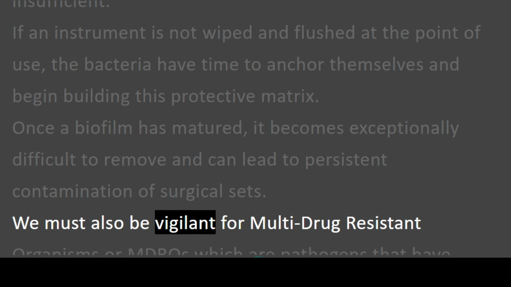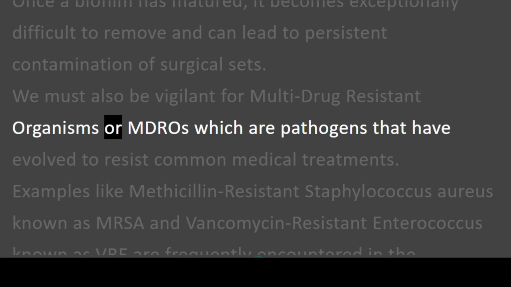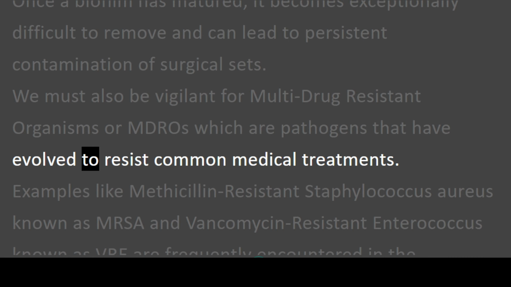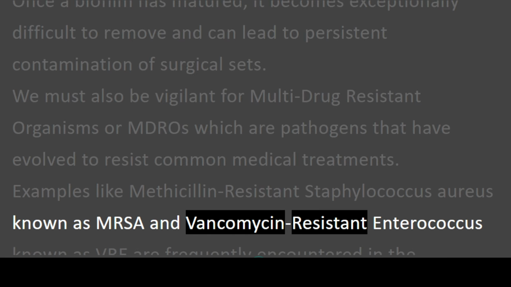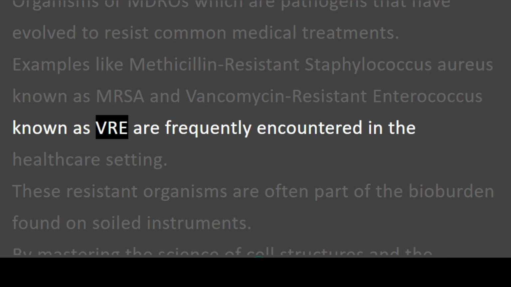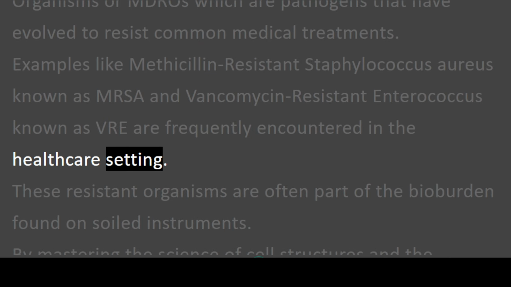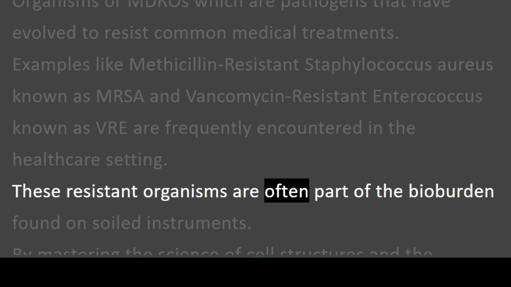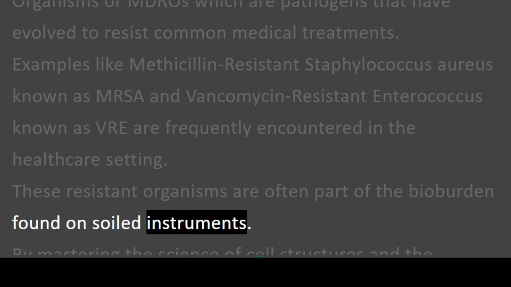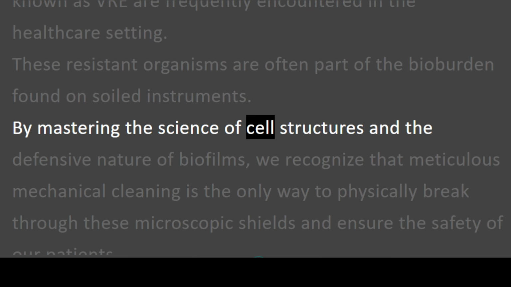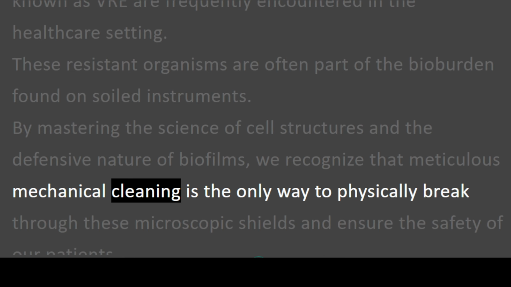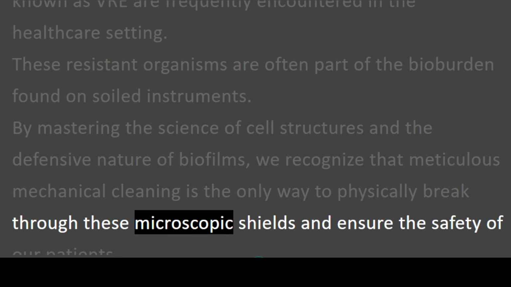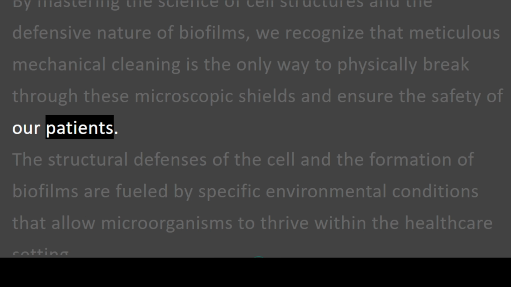We must also be vigilant for multidrug-resistant organisms, or MDROs, which are pathogens that have evolved to resist common medical treatments. Examples like methicillin-resistant Staphylococcus aureus, known as MRSA, and vancomycin-resistant Enterococcus, known as VRE, are frequently encountered in the healthcare setting. These resistant organisms are often part of the bioburden found on soiled instruments. By mastering the science of cell structures and the defensive nature of biofilms, we recognize that meticulous mechanical cleaning is the only way to physically break through these microscopic shields and ensure the safety of our patients.